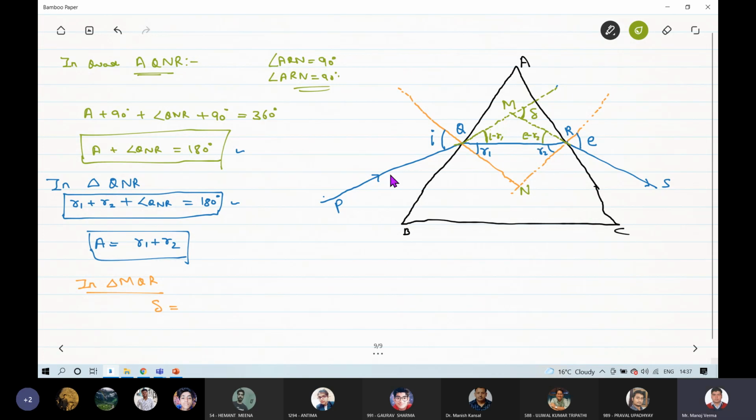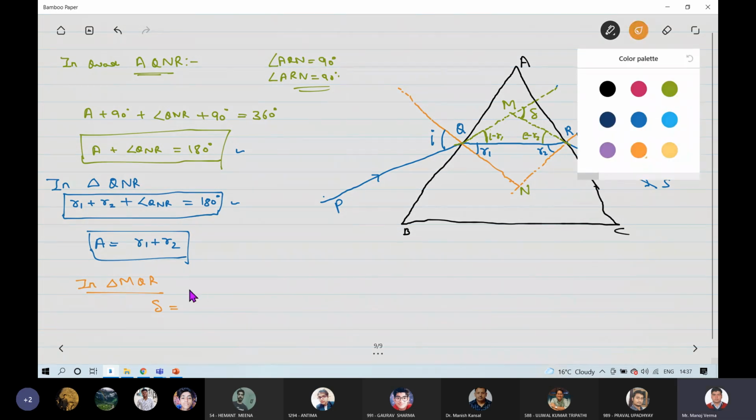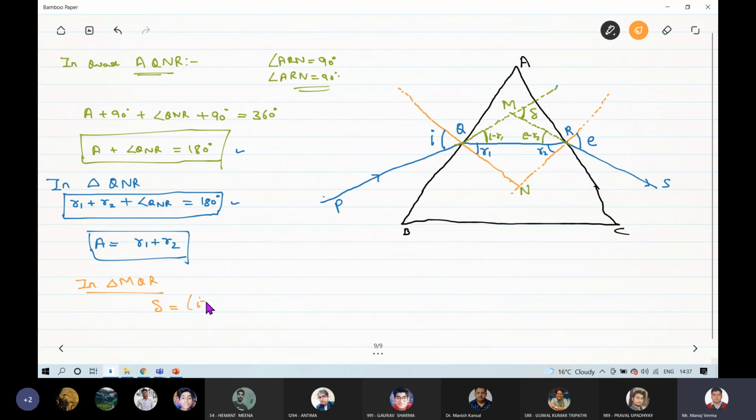Right. So I can write in this triangle MQR, this delta will be equal to I minus R1 plus E minus R2. Right? Because this external angle should be equal to the sum of the opposite internal angles. So this delta, if I solve, will be equal to I plus E minus R1 plus R2. And this R1 plus R2, I have just said, will be equal to A. So this delta is coming to be I plus E minus A. So the angle of deviation is always equal to I plus E minus A.